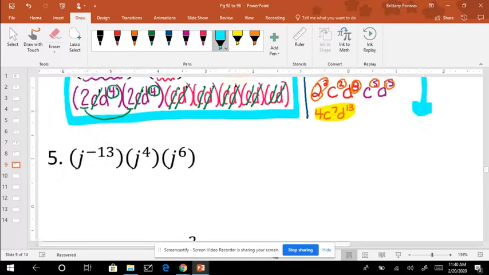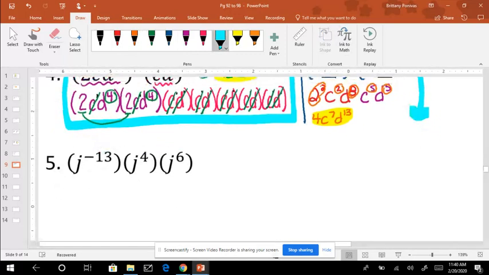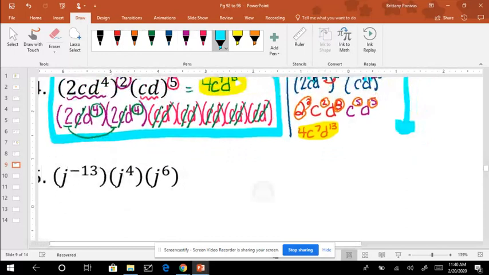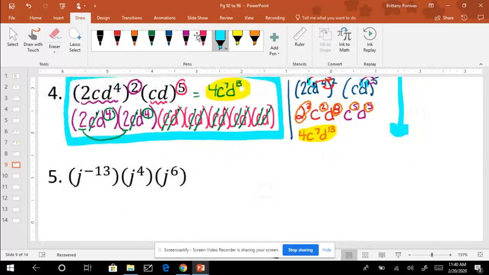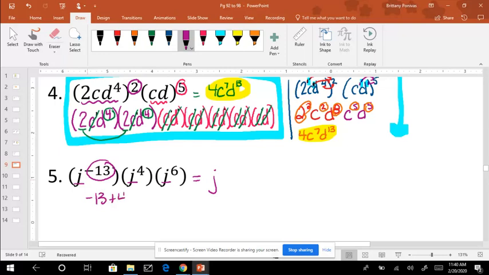Number 5 is a multiplication problem, so we're just going to add the exponents. So they all have the same base, so j is going to be in our answer. And we're going to do negative 13 plus 4 plus 6. And addition, it doesn't matter which order you add. So if I didn't have a calculator, I would add these first and get 10. So I'm really doing negative 13 plus 10, which is negative 3.